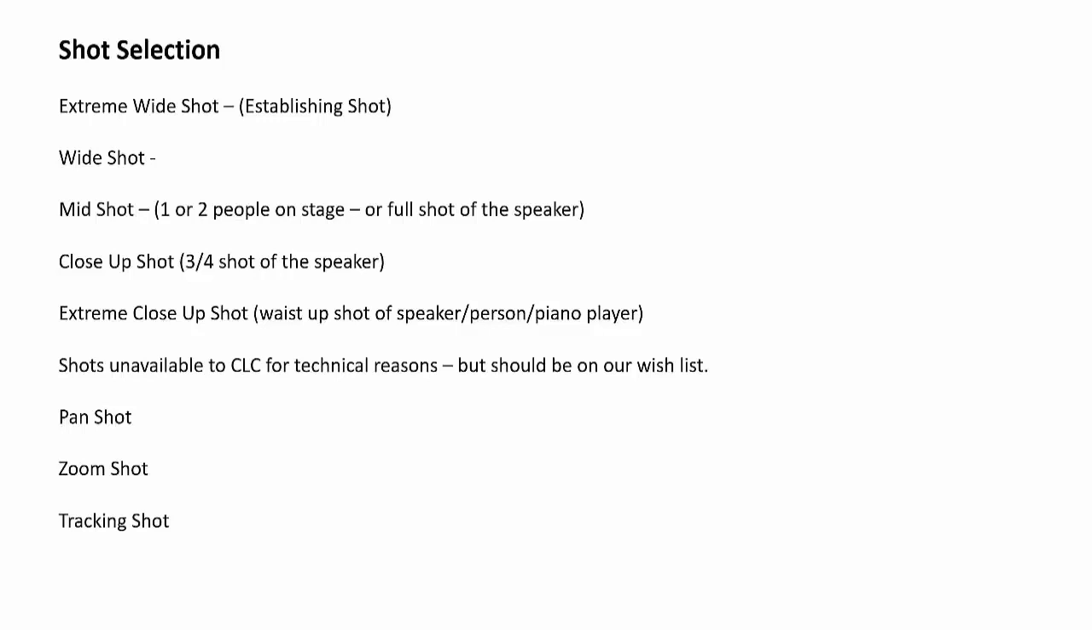And shots that are not available at Covenant Life Church for technical reasons, but we should have on our wish list would be a pan shot, a zoom shot, and a tracking shot. Yes, our cameras can zoom in and out, but it's electronic and very jerky, so we need to get the right zoom.